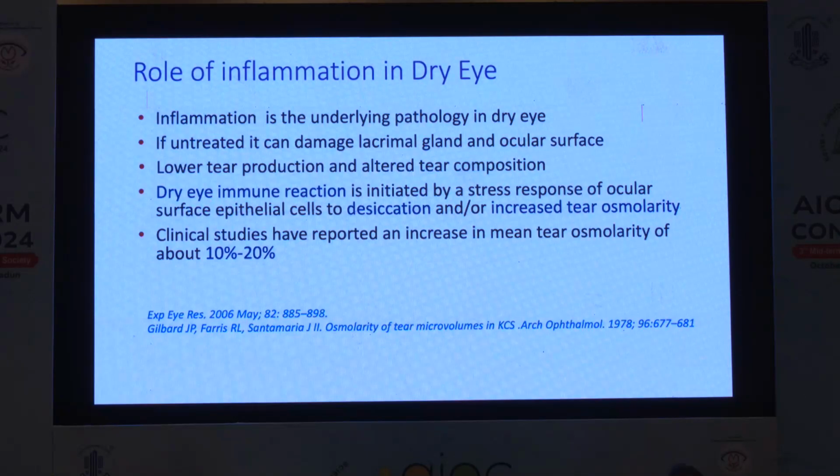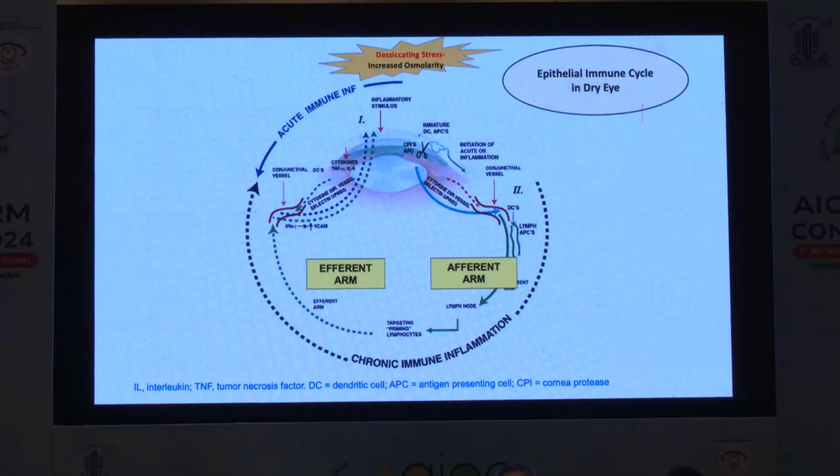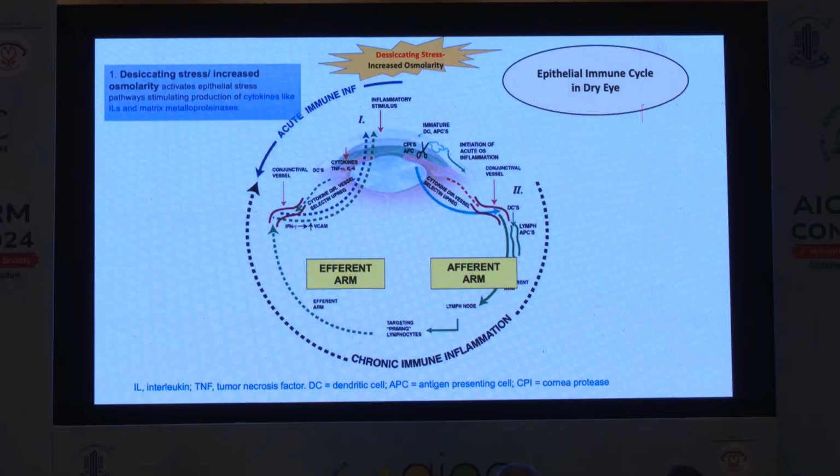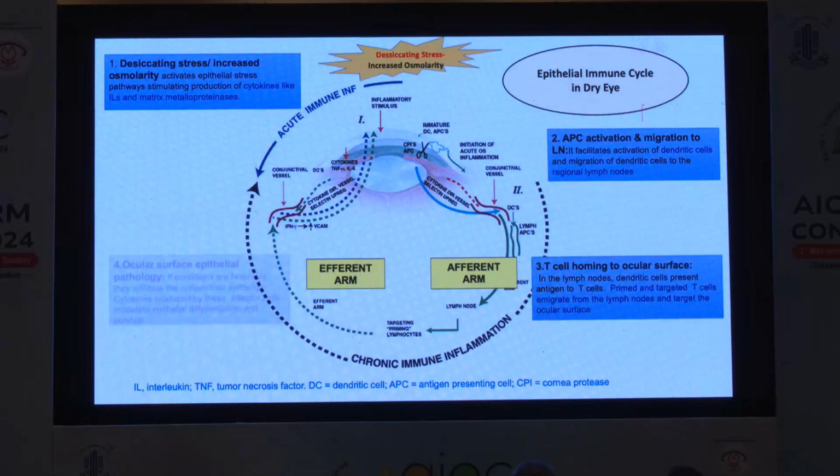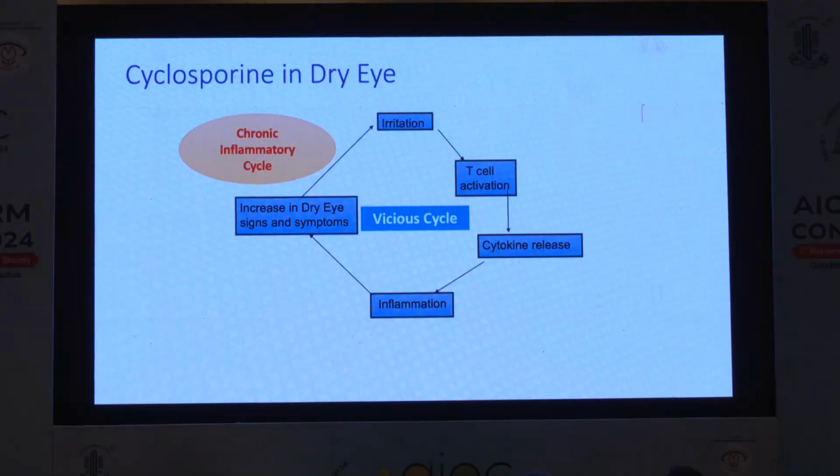Very nicely, Amit has summarized that inflammation is the pathology in dry eye disease, and so it is important that you control the inflammation, which can be done by anti-inflammatory therapy. Currently, we have cyclosporin, tacrolimus, lifitegrast, 3 drugs which are available, but cyclosporin remains the one with the longest track record as of now, and also which was the one which was available to us the earliest. The mechanism has been talked about, so I will skip this part.